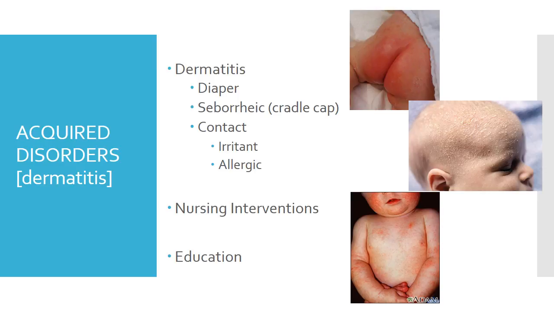The next dermatitis we're going to talk about is contact dermatitis, and that is further broken down into irritant or allergic. Overall, though, contact dermatitis is an inflammatory reaction of the skin, and it's typically caused when the skin comes into contact with chemicals or other irritants such as feces, urine, soap, poison ivy, animals, metals, dyes, and different medications.